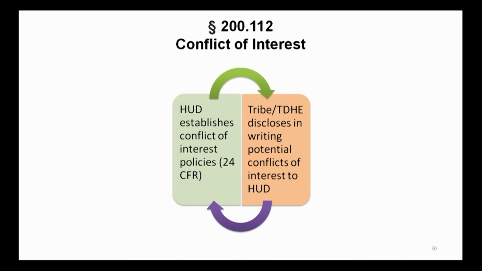And conflict of interest. The conflict of interest provisions are very strong. What the uniform guidance says is the agency must establish conflict of interest policies. ONAP has very strong conflict of interest policies. And the requirement here is that where there is a potential or an apparent conflict of interest, that is disclosed in writing to the agency.